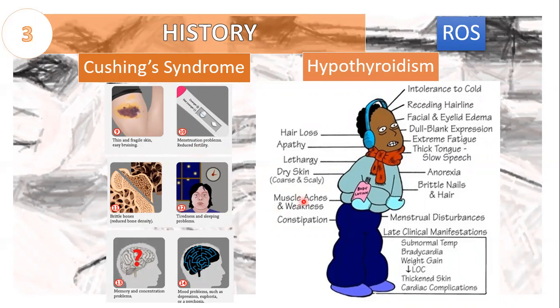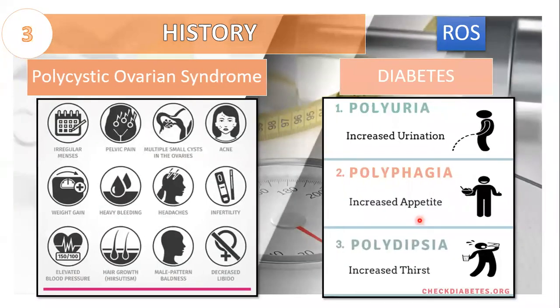For hypothyroidism, ask if patient experiences extreme fatigue, intolerance to cold, lethargy, dry skin, constipation, and also menstrual abnormality like amenorrhea. For PCOS, ask the patient for irregular menses, pelvic pain, weight gain, frequent headaches, and decreased libido.